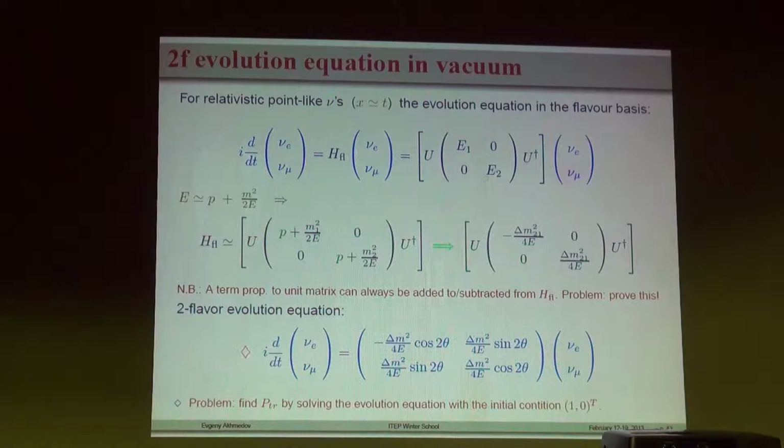Now you can solve this system of equations. This is actually a system of two coupled differential equations with constant coefficients, so it can be very easily solved. My next exercise is to ask you to solve this system of differential equations and to make sure that you get the same result for the oscillation probability and the survival probability, which is just 1 minus the transition probability.